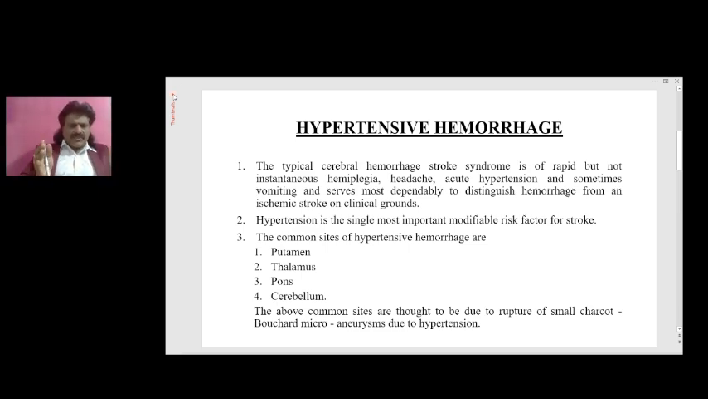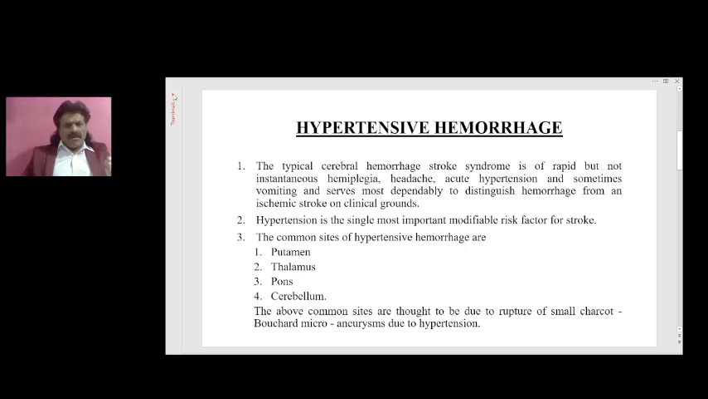So when a person presents with hemorrhage, how can we identify the cause, whether it is a hypertensive hemorrhage or a hemorrhage due to other causes? By looking at the site. There are certain sites of hemorrhage which are highly suggestive of hypertension. If we find hemorrhage in these sites, most of the time it is because of hypertension.